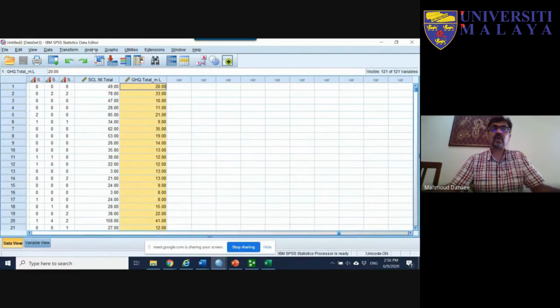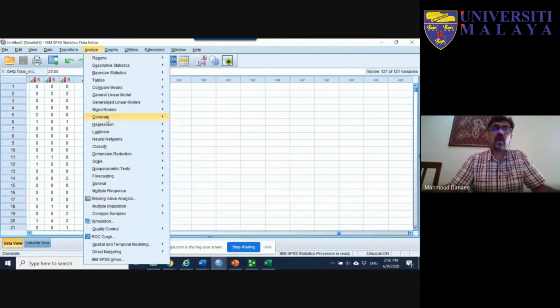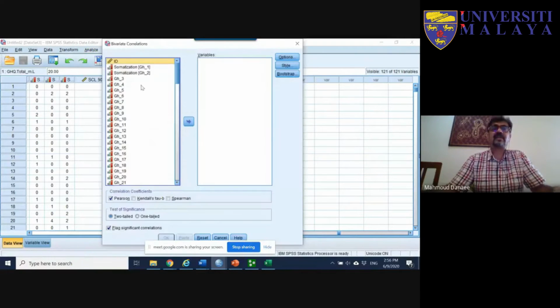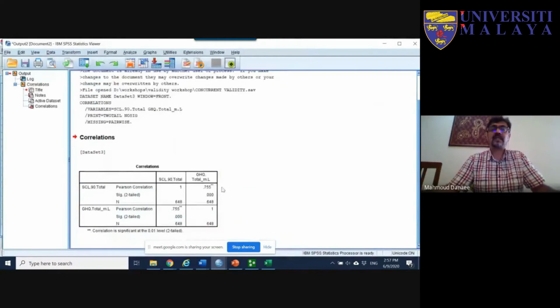And what we need to do, we just need to correlate these two variables. So the total score of the SCL19 and GHQ will be correlated by using the Pearson. Of course, you need to check the normality of data. If data are normally distributed, you can use the Pearson. Otherwise, you have to use the Spearman. But look at here. The correlation coefficient between the score of the SCL19 and also the GHQ is how much?